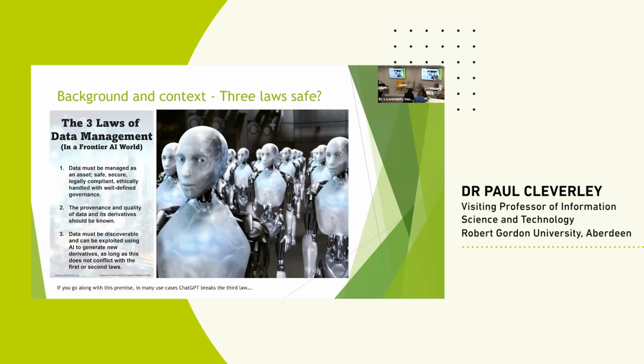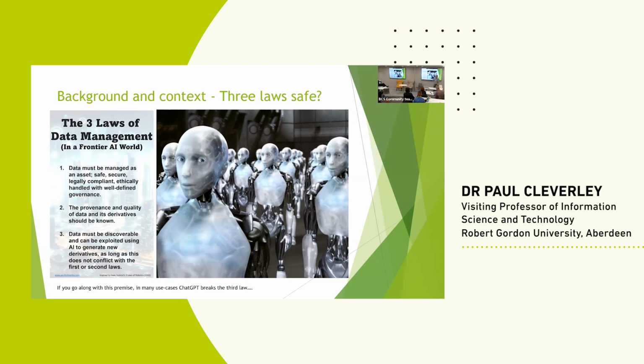So I want to come on to explainable AI, and there's obviously a lot of research and a lot of discussion about this. This is the same issue, but coming at it from a data management point of view. A little bit of homage to Isaac Asimov: the three laws of data management in a frontier AI world. And the idea is to get some discussion and debate.